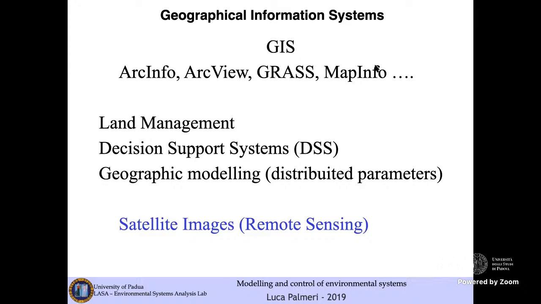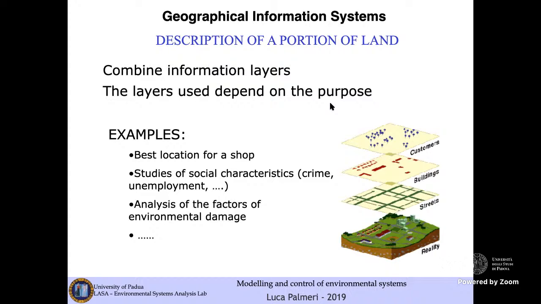The possibility of building this kind of models is linked to the availability of a large quantity of data, in particular satellite imageries coming from remote sensing. So satellite imageries produce pictures or descriptions of large portions of territories. In particular, let's give a short review on GIS. GIS are used for describing a portion of land.